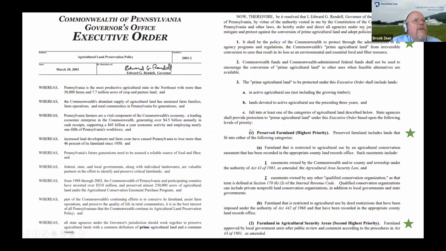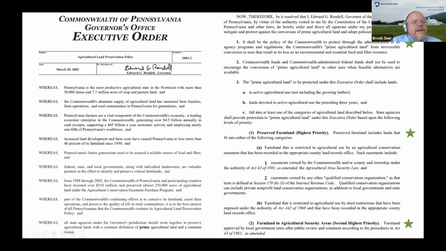It goes through a hierarchy of prime farmland and talks about the following order of priority in terms of how the state government acts. This obviously does not have reach to local governments, since it is only issued by or to those under the governor's jurisdiction. Preserved farmland is the highest priority. Next is farmland in ag security areas.